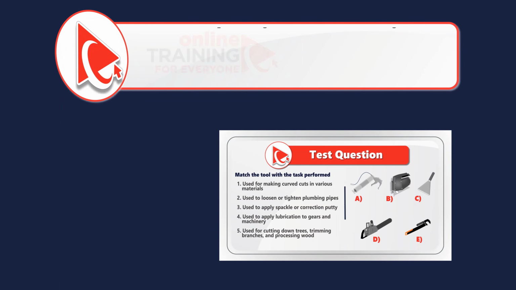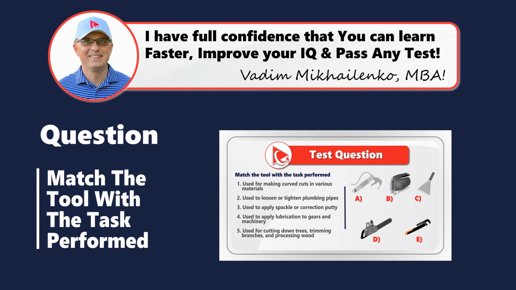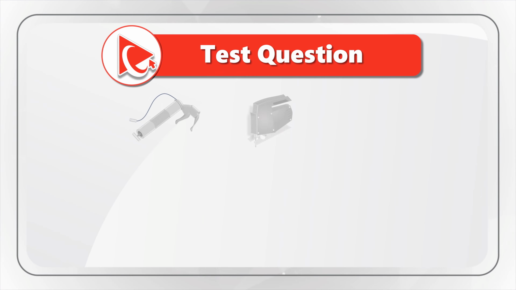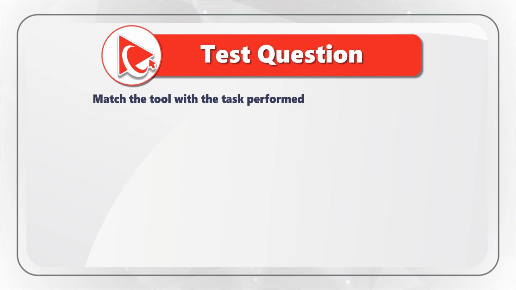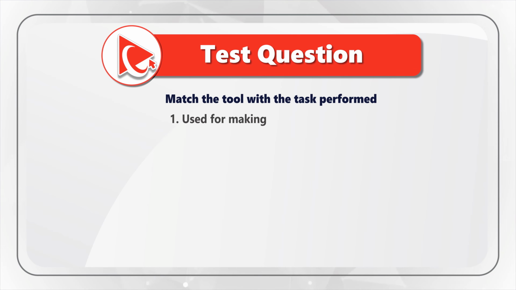Here's an amazing question to see how well you know the tools. You're presented with 5 tools and you need to match the tool with the task performed. Choice 1. Tool is used for making curved cuts in various materials.